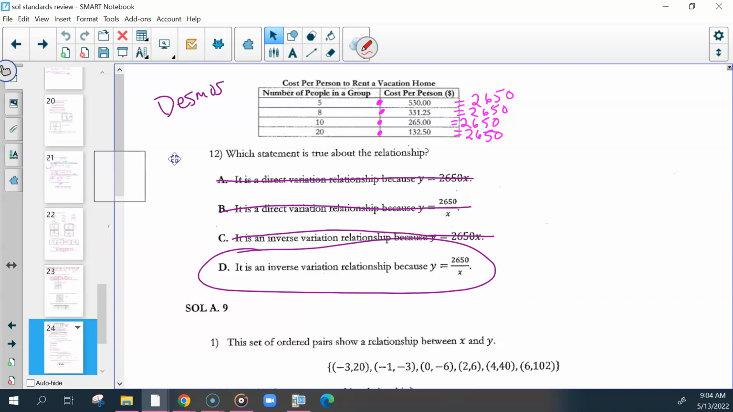Algebraically, you could determine is this direct or is this inverse by multiplying and seeing if they're the same, or dividing and seeing if they're the same. In this case, multiplication works. You would have to know that since you're multiplying, that's inverse. So anything that's direct would be eliminated. And then you would have to know which type of equation looks more like an inverse, and that's the one where we're dividing by x.